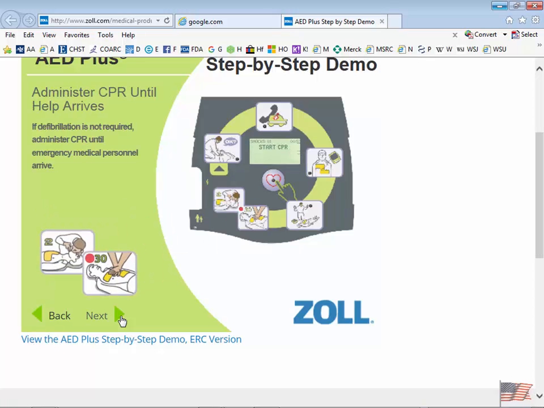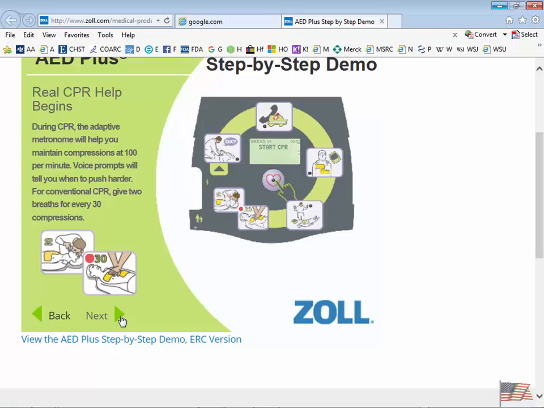Start CPR. And it'll tell you to go ahead and do compressions, 30 compressions, 2 ventilations, 100 to 120 beats or compressions per minute. It'll even give you a prompt: Push harder. Good compression. And it'll also sense the depth that the pad has moved to know that you're doing deep enough compressions.